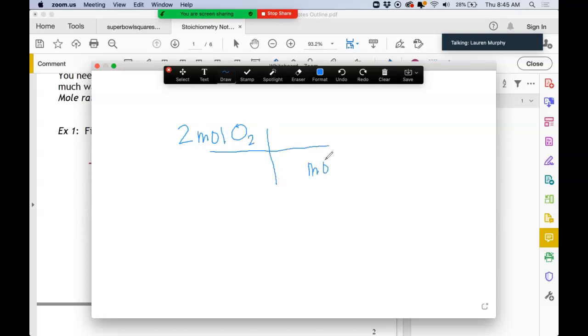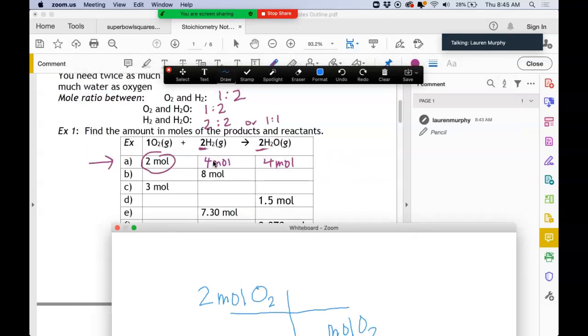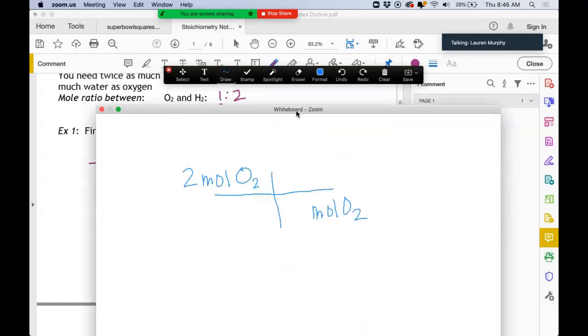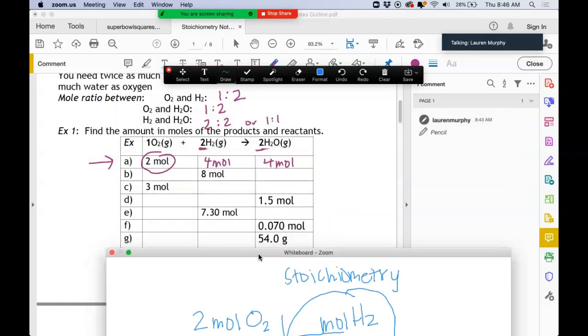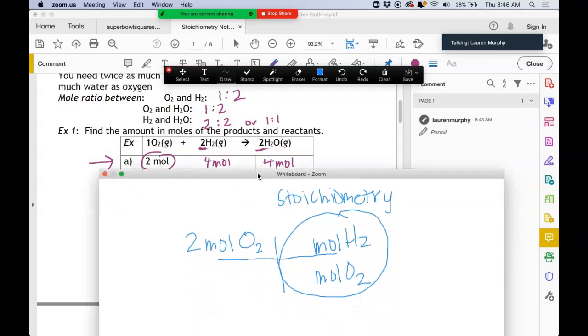So moles of O2 go on the bottom because we're trying to convert to something else. What are we trying to convert to? Well, for the first one, this box right here, we're trying to go to hydrogen. So moles of hydrogen go here. This is a mole to mole ratio. This, by definition, this specific part is what stoichiometry is. And what stoichiometry allows you to do is to jump around between different substances in a chemical reaction. So I'm jumping from oxygen over to hydrogen. So in order to do that, I have to use mole to mole ratios.